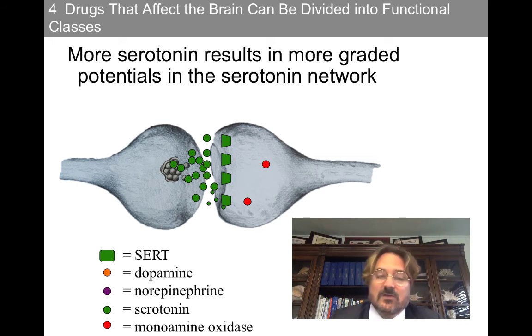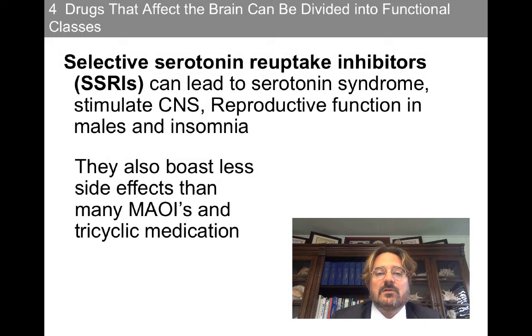Over time, we're going to see much more activation in the serotonin pathways as a result of this increase in serotonin levels in the synapse. Now, selective serotonin reuptake inhibitors can also cause certain unwanted side effects. Serotonin syndrome would be an example when somebody has too much serotonin. They can also stimulate the central nervous system, affect reproductive functioning, and they can be associated with insomnia. So these are some of the side effects.